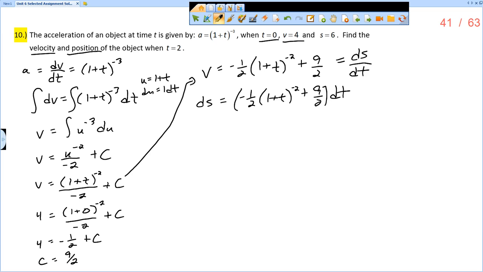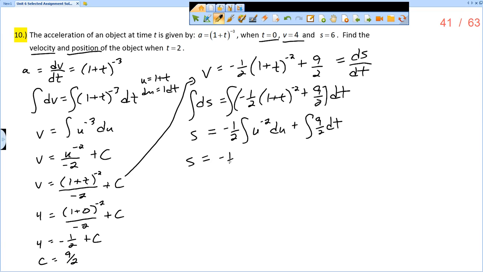Now that I've separated the variables, I'm going to integrate both sides. On the left side, the integral of ds is s equals. Now remember, I would add c, but I'm going to add that in on the right side. Now I have the negative 1 half times this integral. I'm going to use the same u substitution, so I would have the integral of u to the negative second du. But then I have the integral of just 9 halves dt. So it's important to remember we're using u for the first part, but not that u for the second part.